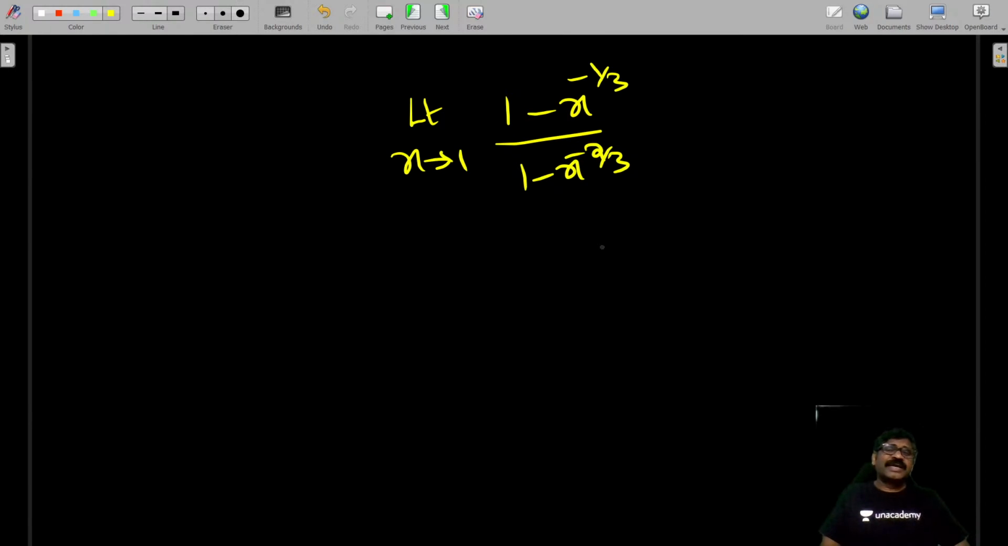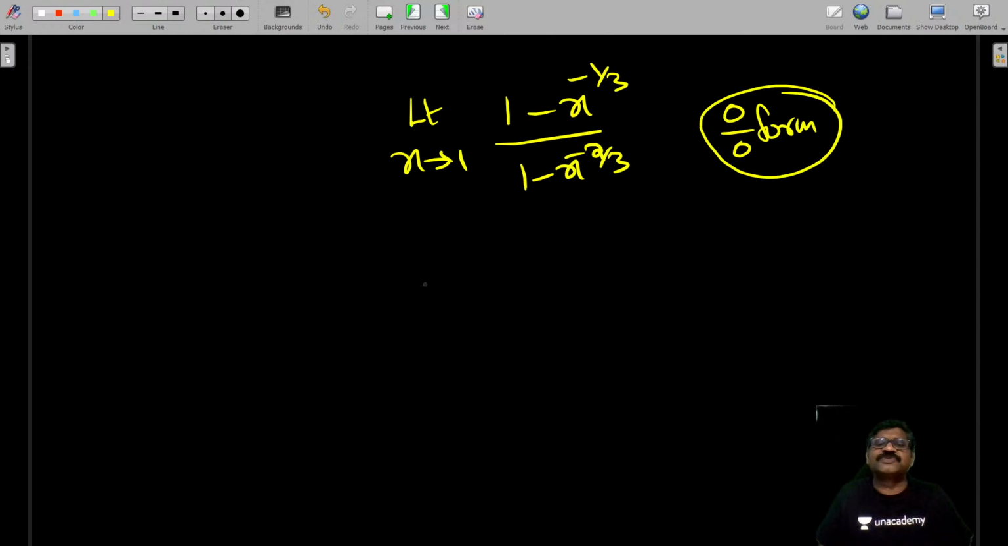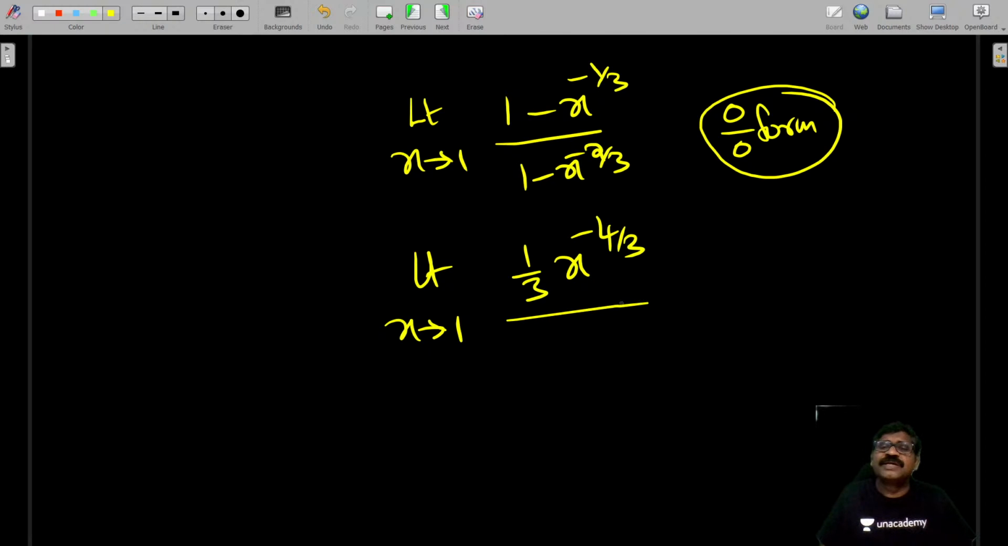Now, when x is tending to 1, numerator is tending to 0, denominator is also tending to 0. 0 by 0 form. That's why we are going to apply L'Hospital rule. Limit x tends to 1. Differentiation of numerator is minus of minus 1 by 3, 1 by 3 into x power minus 1 by 3 minus 1, minus 4 by 3. Differentiation of denominator, 2 by 3 into x power minus 2 by 3 minus 1, minus 5 by 3.